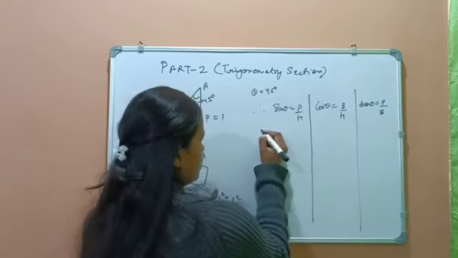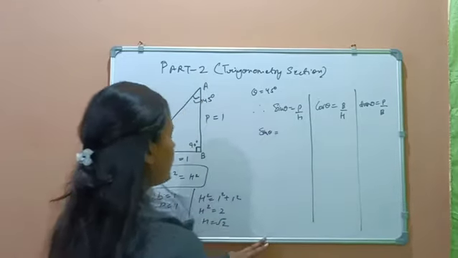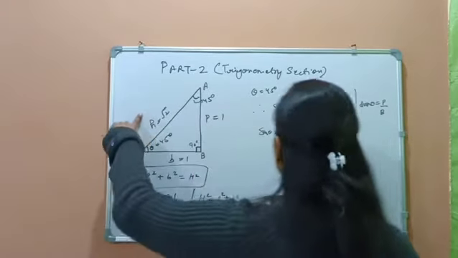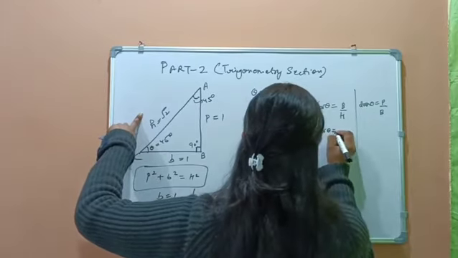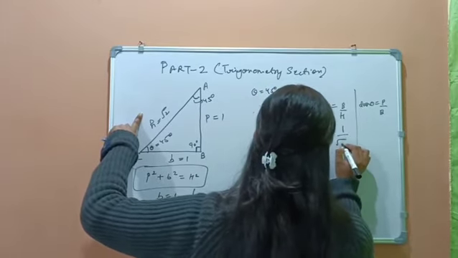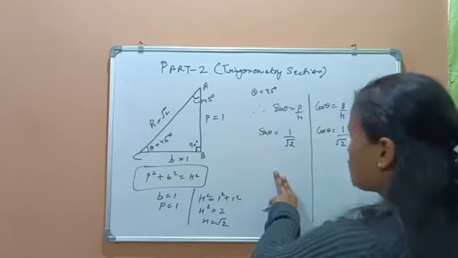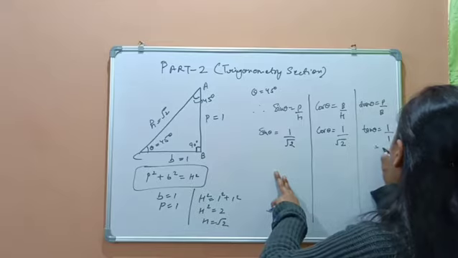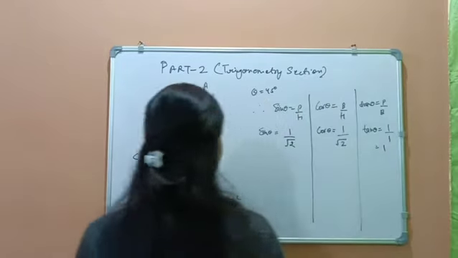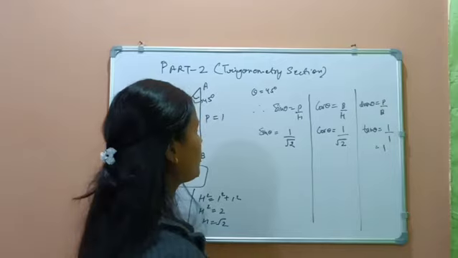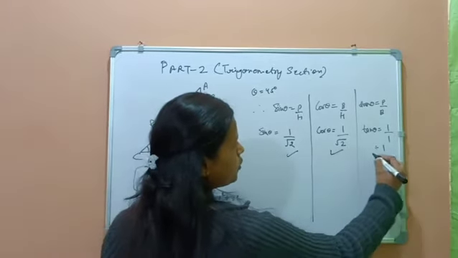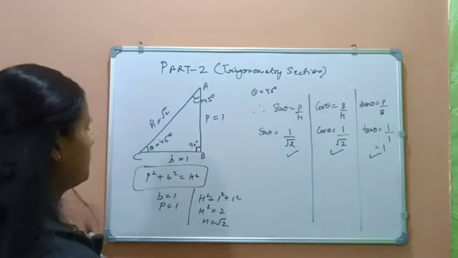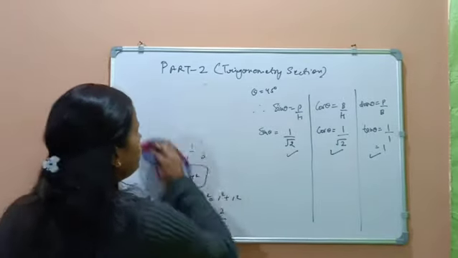Okay. So sine theta, here the perpendicular is 1 and hypotenuse is root 2. Clear? Here the base is 1 and hypotenuse is root 2. So cos theta is also 1 by root 2. And what about tan? Perpendicular is 1, base is 1. So this is 1. So I hope this is clear to all of you. Why sine 45 degree is 1 by root 2, cos 45 degree is 1 by root 2 and tan 45 degree is 1. Clear?